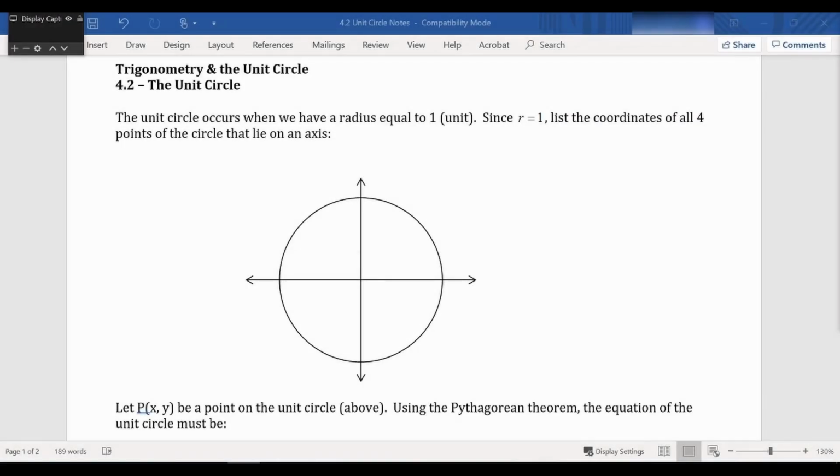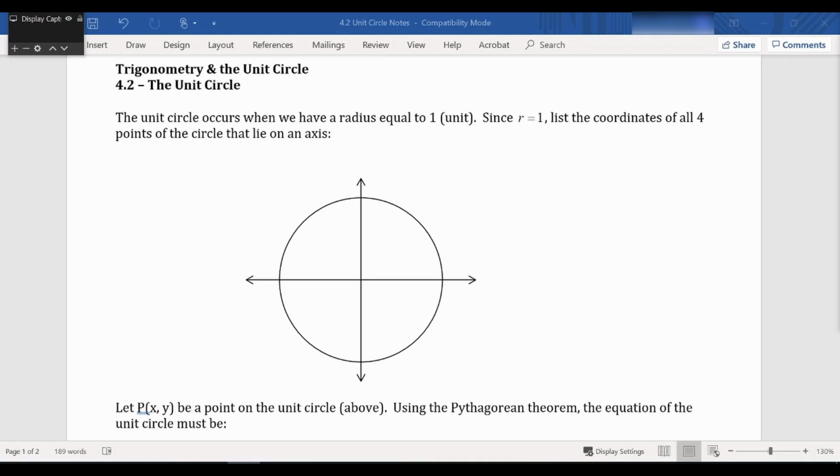Hello and welcome to section 4.2, which is called the unit circle. We're going to be looking at coordinates on the unit circle and how to deal with triangles around the unit circle today, and using Pythagorean theorem a little bit. So when we're dealing with the unit circle, just a reminder that you have a radius equal to 1.